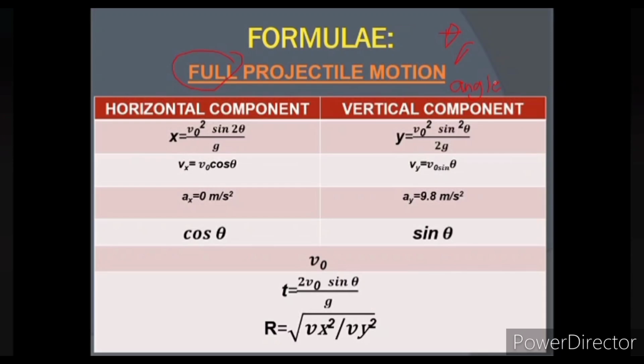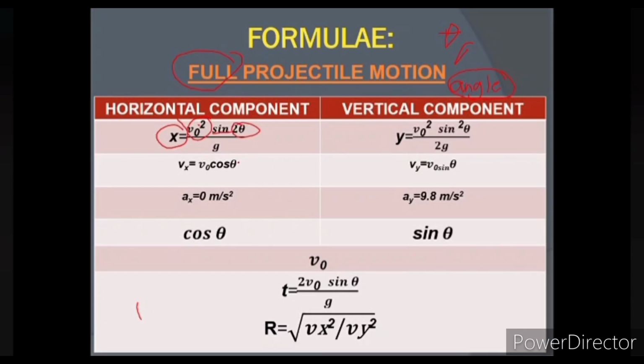If we see no angle, our projectile motion is only a half projectile motion. This is how you determine whether it is half or full. Let me repeat: if we see an angle, this is a full projectile. But if there is no angle, then it's a half projectile motion. Here we are in our horizontal component. If you're looking for the range, or the distance, or the x, you have your initial velocity squared times sine 2 theta divided by the gravity.